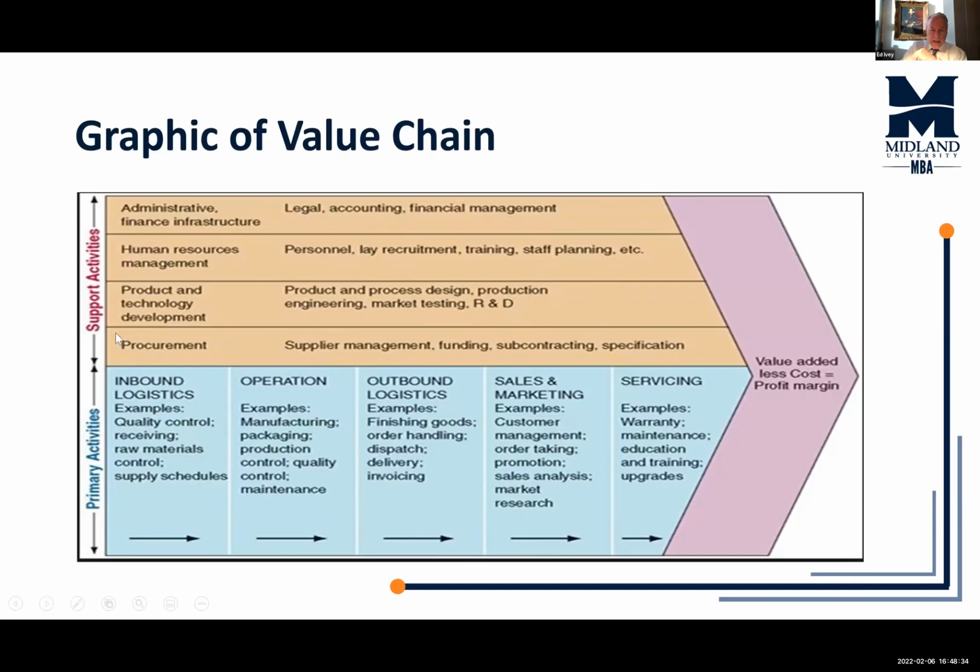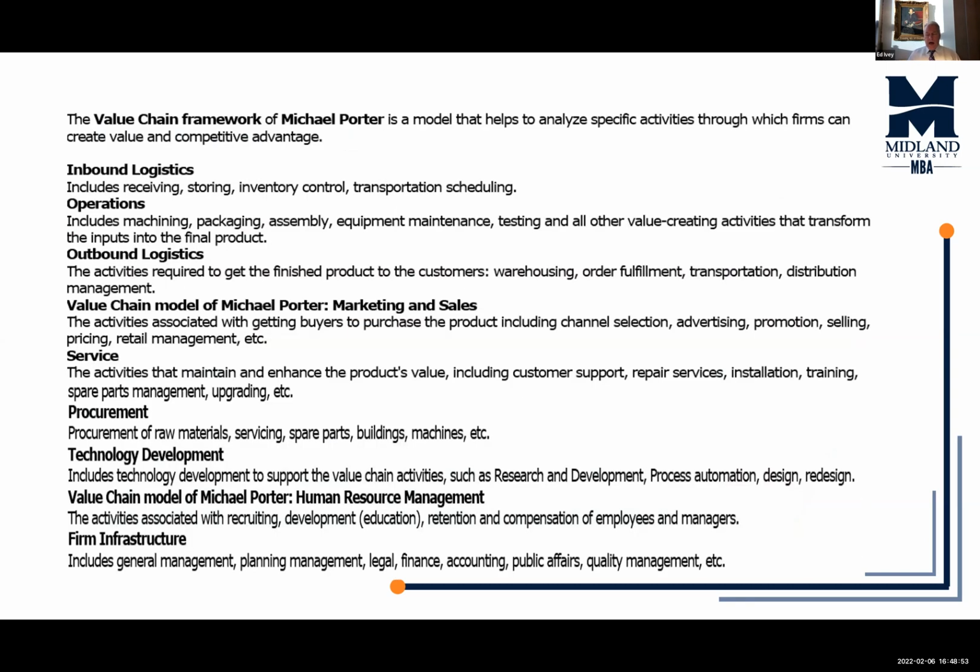But again, let us not forget that our support activities are as important. What are those back office activities? Anything that is admin, HR, any type of product and technology development. And then finally, our procurement. Here's just another way of looking at this, what Michael Porter says about our value chain.